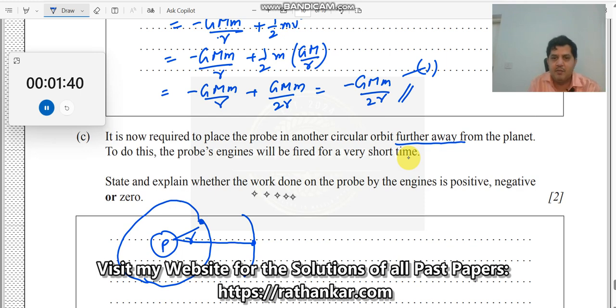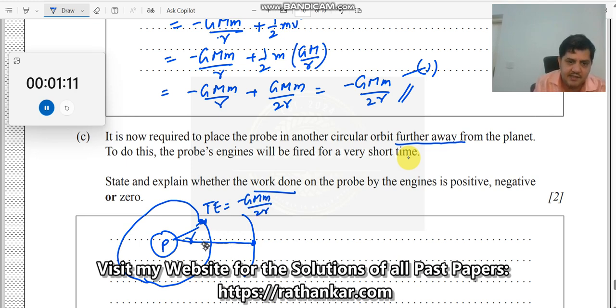State and explain whether the work done on the probe by the engines is positive, negative or zero. This is the question. So how do we now see? There is no mathematics required here to show anything. What you need to do is say, let us say the total energy here should be equal to minus GMm by 2r.